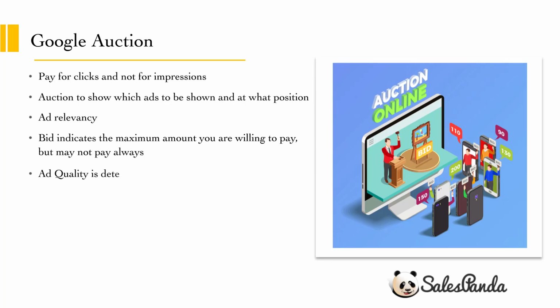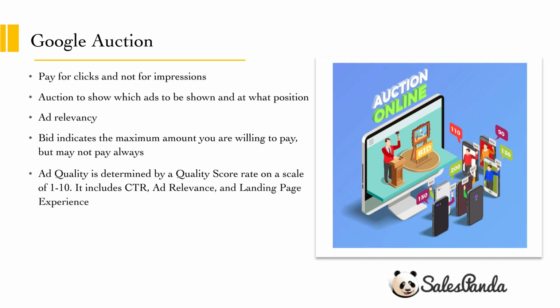Ad quality score also plays an important role in the auction. It determines how relevant is the ad. The more relevant your ads and landing pages are to the user, the more likely it is that you'll see higher quality scores. It is reported on a 1 to 10 scale and includes expected click-through rate, that is CTR, ad relevance and landing page experience. CTR or click-through rate is the percentage of people who clicked your ad divided by the number of impressions.